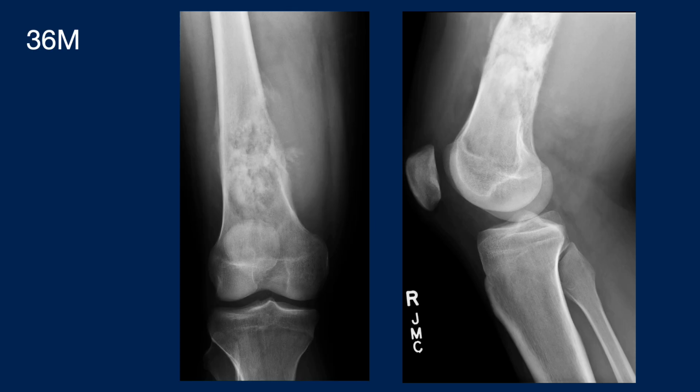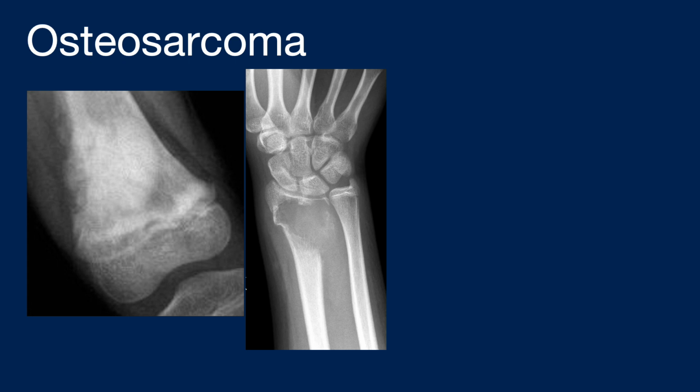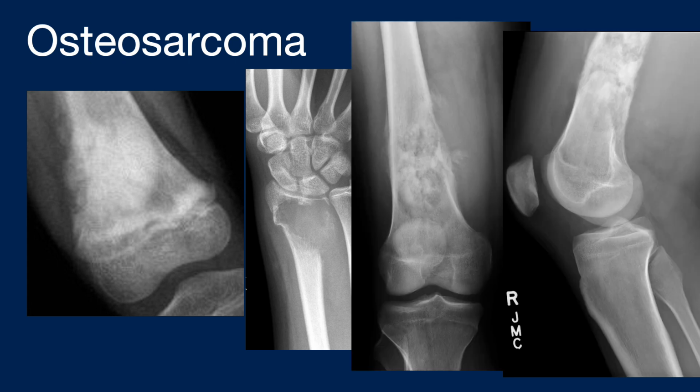Mixed, mostly sclerotic lesion, extensive, aggressive appearing periosteal reaction, mostly involving the metaphysis with extension into the diaphysis. And that's the many appearances of osteosarcoma. Hopefully now you can close your eyes and come up with more than one appearance.